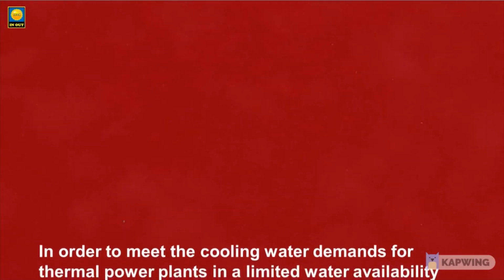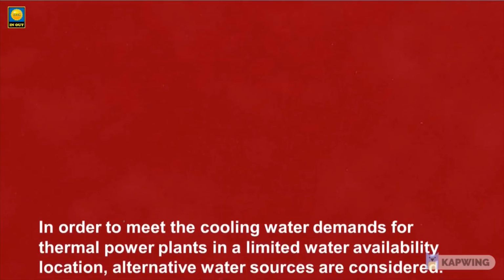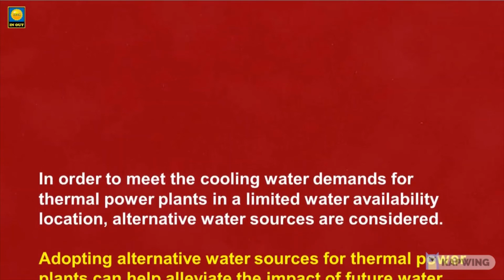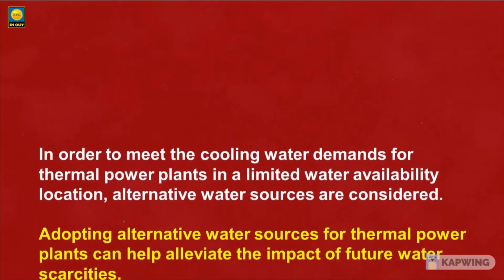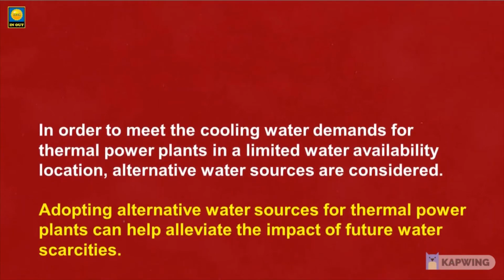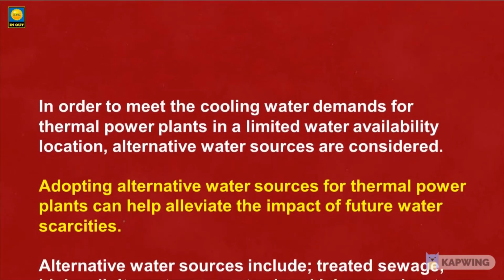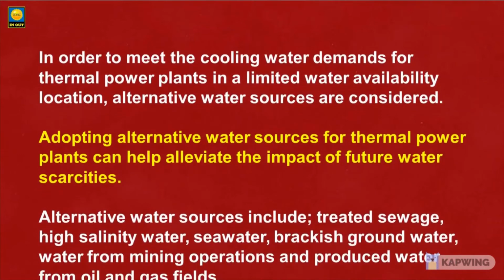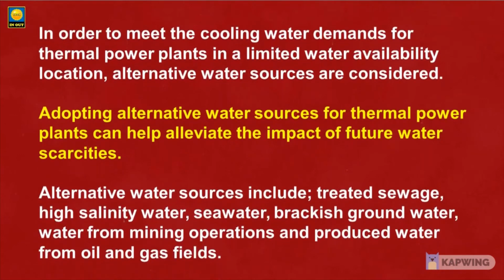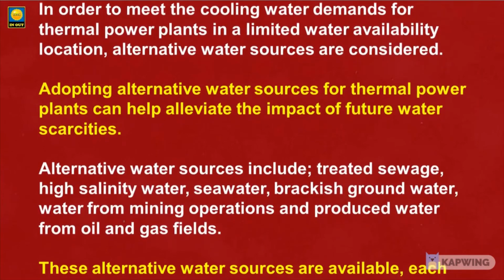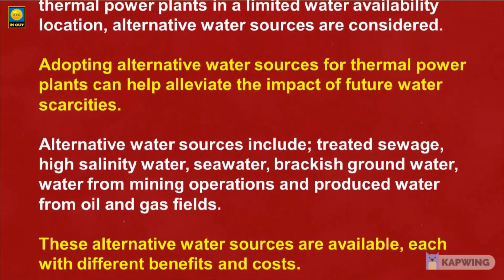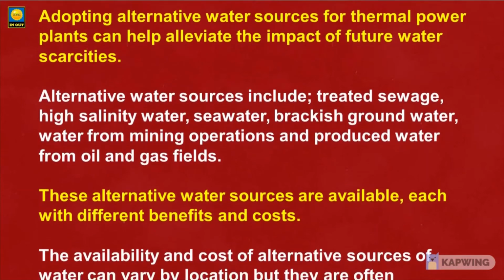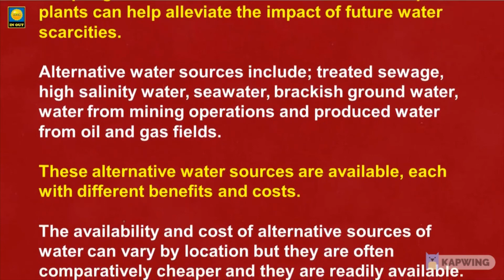In order to meet the cooling water demands for thermal power plants in a limited water availability location, alternative water sources are considered. Adopting alternative water sources for thermal power plants can help alleviate the impact of future water scarcities. Alternative water sources include treated sewage, high salinity water, seawater, brackish groundwater, water from mining operations, and produced water from oil and gas fields. These alternative water sources are available, each with different benefits and costs.